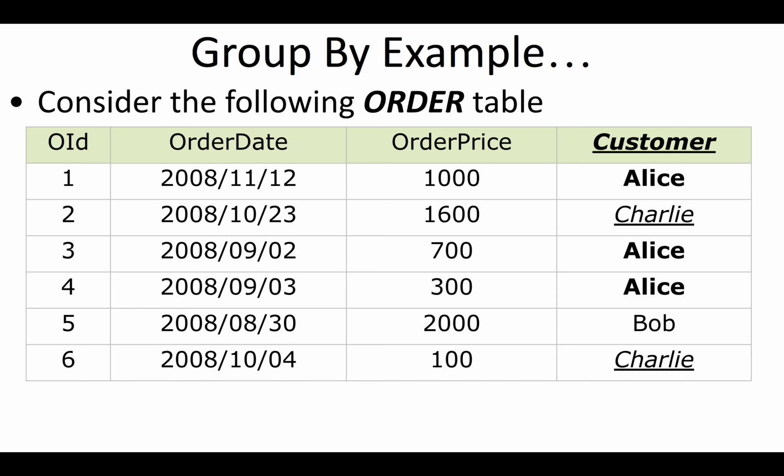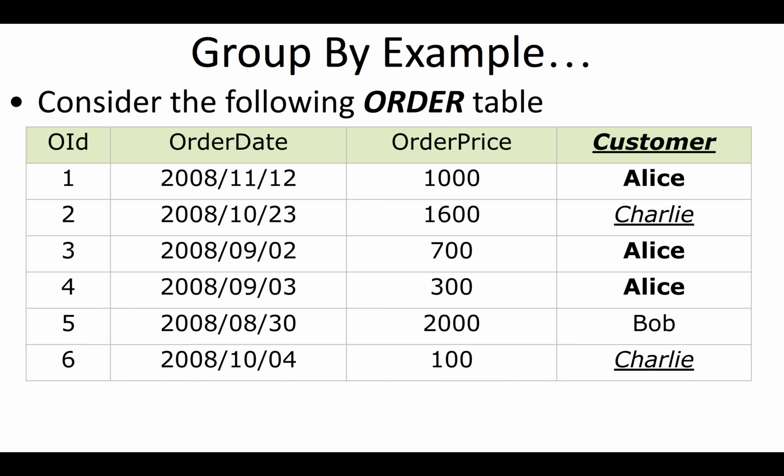Same thing with Charlie. The 1,600 of Charlie and the 100, I can add them up, I can do the average, I can do the min, the max. But the original values, 1,600 and 100, are gone. They don't make it into the group by, right?